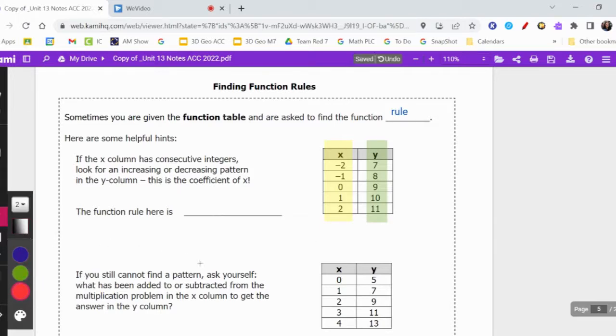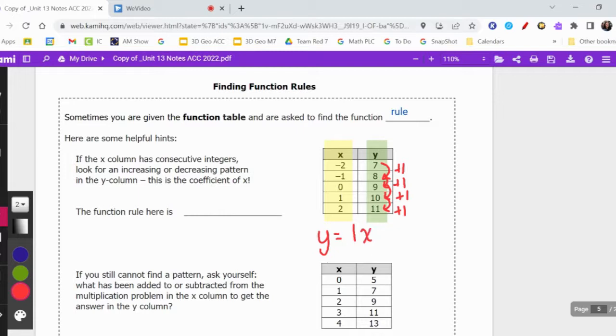So let's see here. To get from 7 to 8, we add 1. To get from 8 to 9, we add 1. To get from 9 to 10, we add 1. To get from 10 to 11, we add 1. So therefore, I know that my coefficient of the x value is 1. So I know that my function rule is going to start off with y equals 1x.